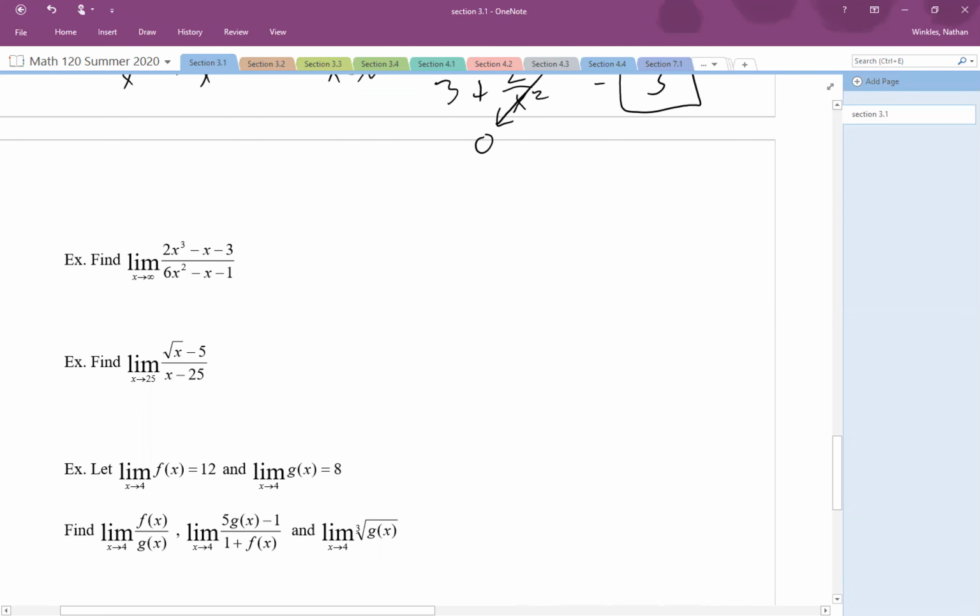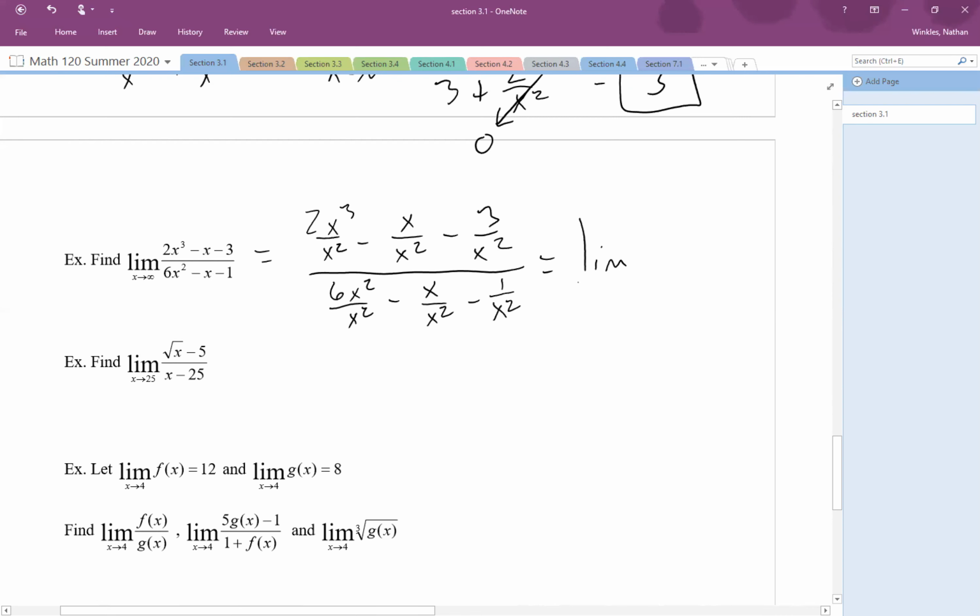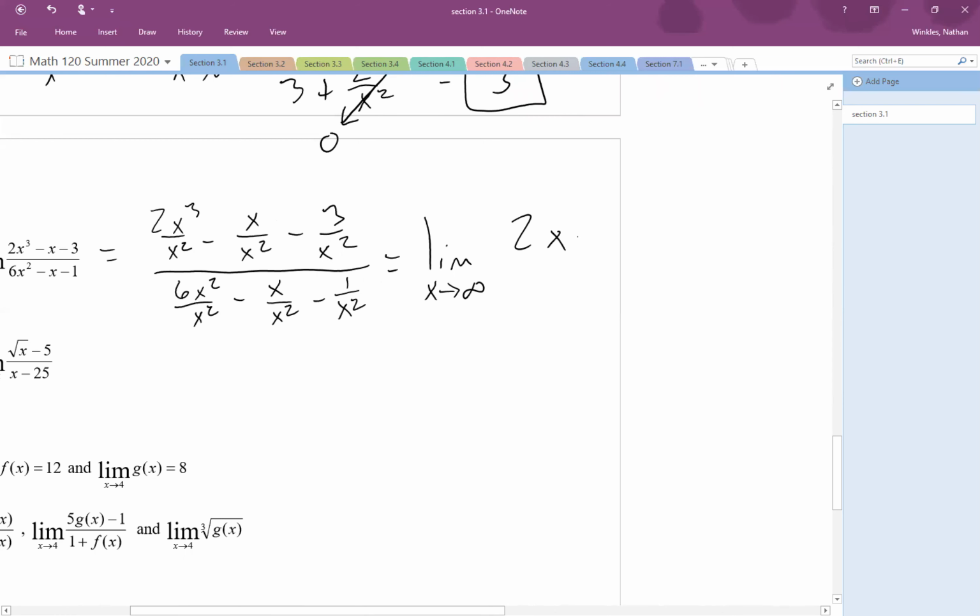So again, we're going to do the exact same thing. We're going to divide everything by x squared. So 2x cubed over x squared minus x over x squared minus 3 over x squared, all over 6x squared divided by x squared minus x over x squared minus 1 over x squared. So this is the limit as x goes to infinity of 2x minus 1 over x minus 3 over x squared, all over 6 minus 1 over x minus 1 over x squared.